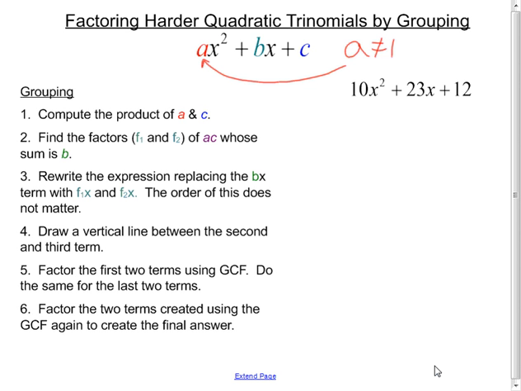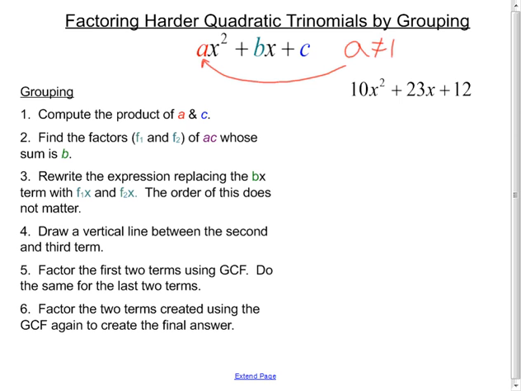Okay? Step 4 is draw a vertical line between the second and third term. That's just going to give you a little visual guide for what you're doing in step 5, which is to factor the first two terms using GCF, and then repeat that to do the same thing for the last two terms, which is factor with the GCF. Step 6 is a little fuzzy, okay? It's where some kids get a little confused. I'll try and put some extra focus there when I get there. It says to factor the two terms created using the GCF again to create the final answer. So you're going to GCF twice, in step 5 and in step 6. They're going to be used in different ways though, but again, they are both the GCF principle.